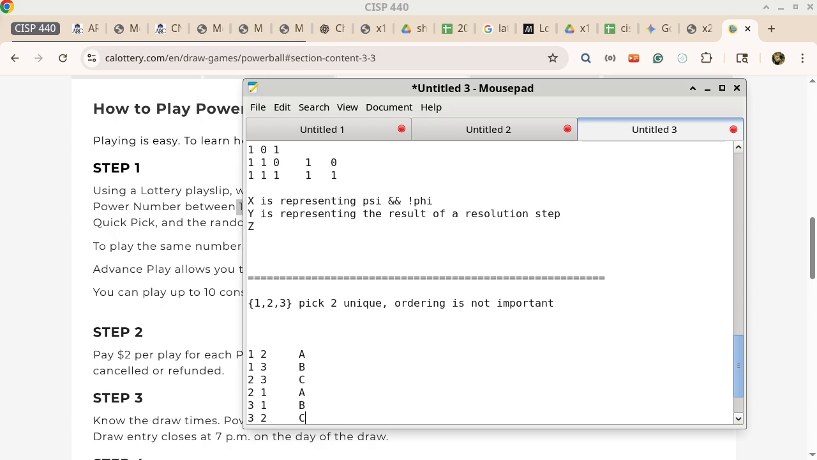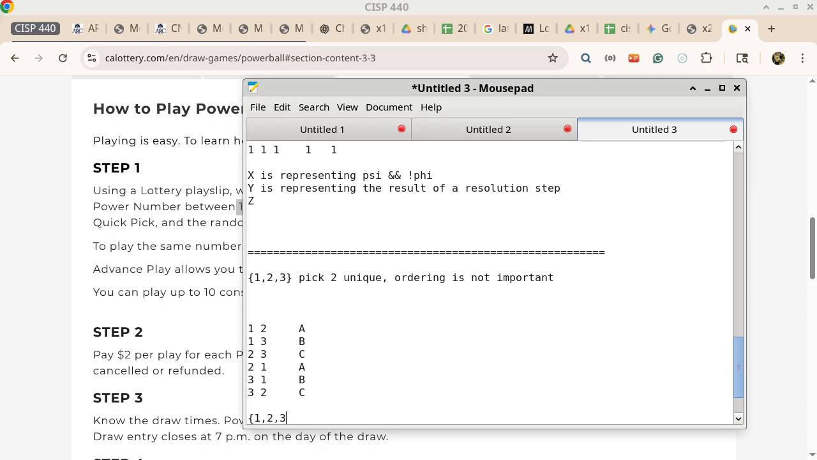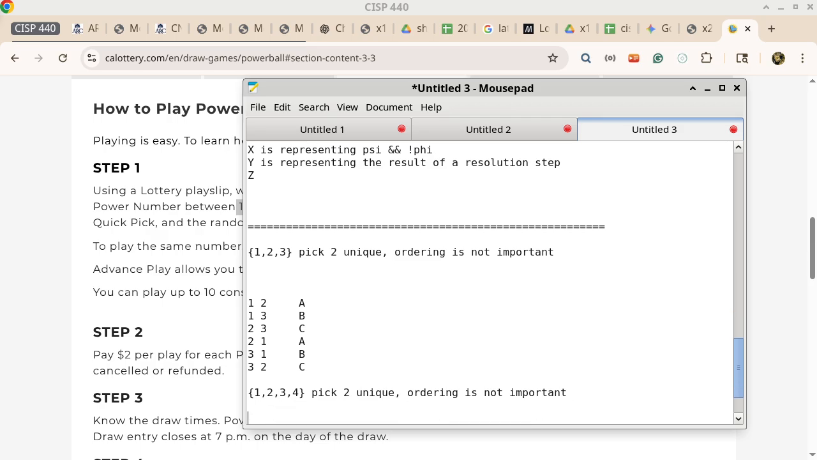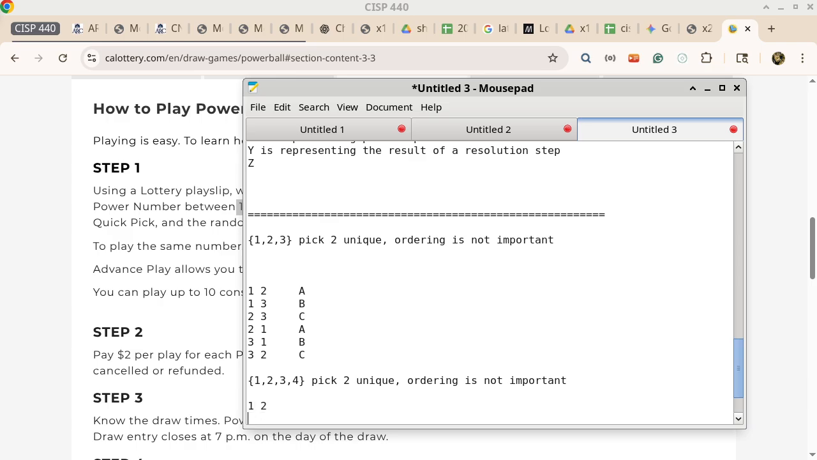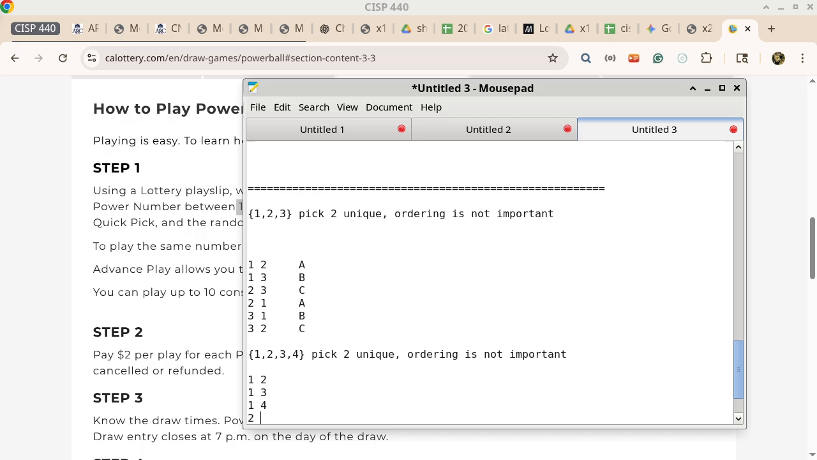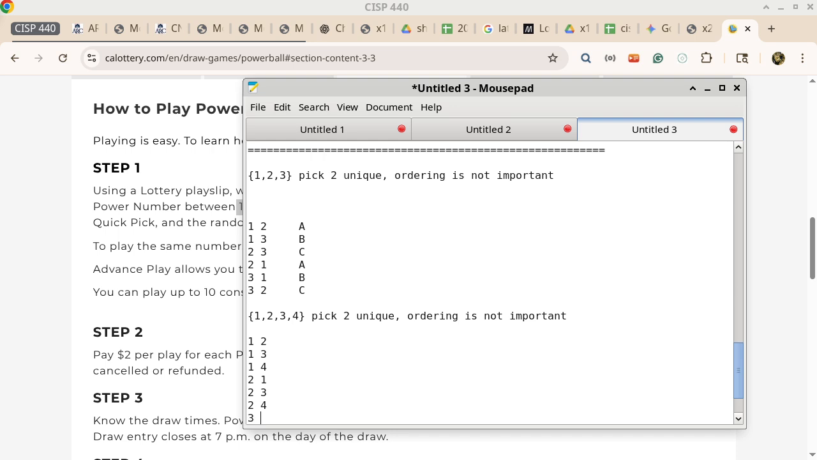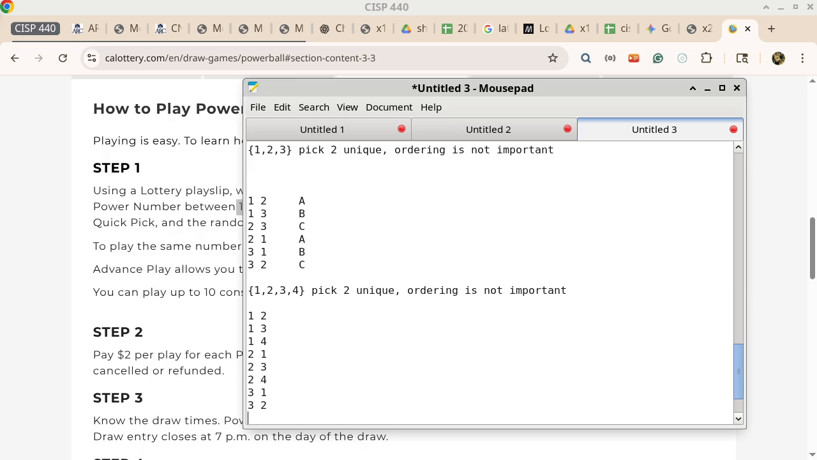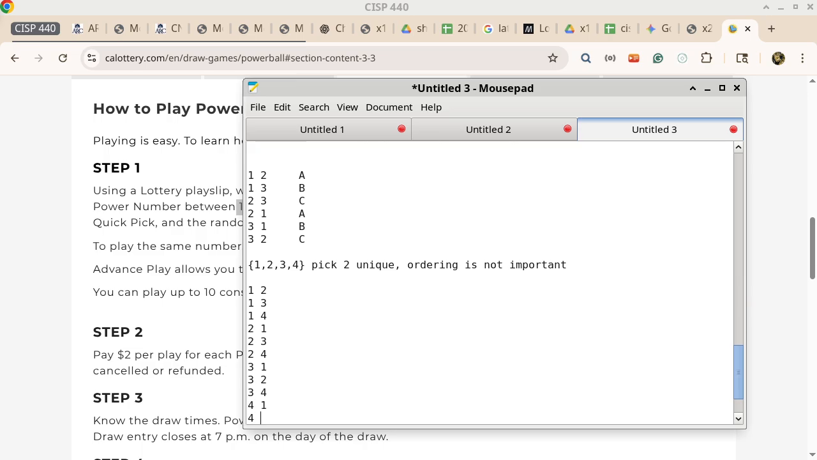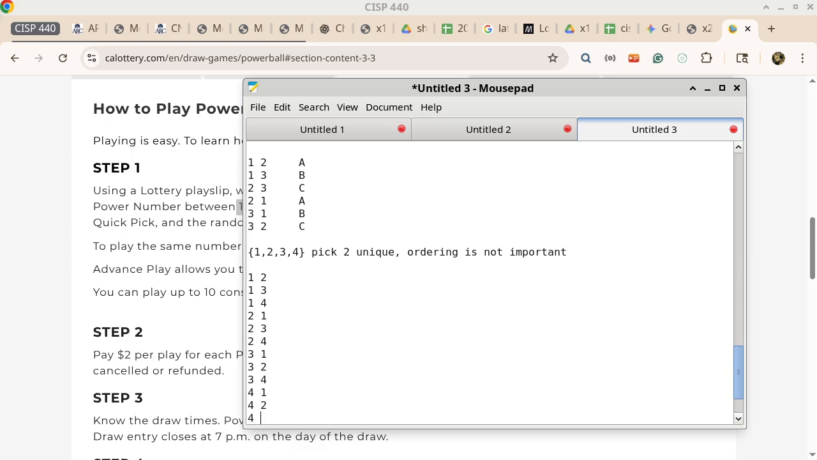So what about we just bump it up to four? 1, 2, 3, 4, and we're gonna do the same thing. Pick two unique ones, and ordering is not important. How does the analysis go? Kind of the same thing, except a lot more tedious, right? So 1, 2, 1, 3, 1, 4, 2, 1, 2, 2. Oh, no, we gotta have 2, 2 because they have to be unique. 2, 3, 2, 4, and then we have 3, 1, 3, 2, 3, 4, and then we have 4, 1, 4, 2, 4, 3. Those are the permutations.